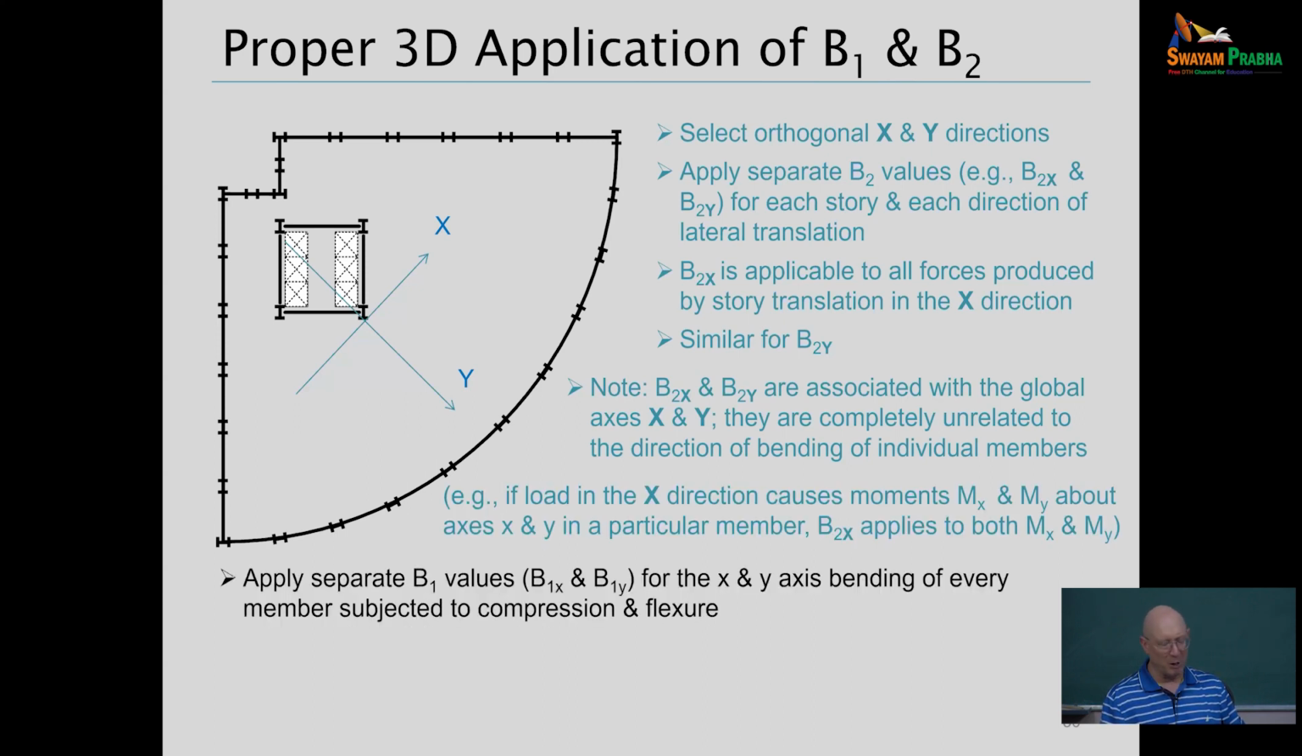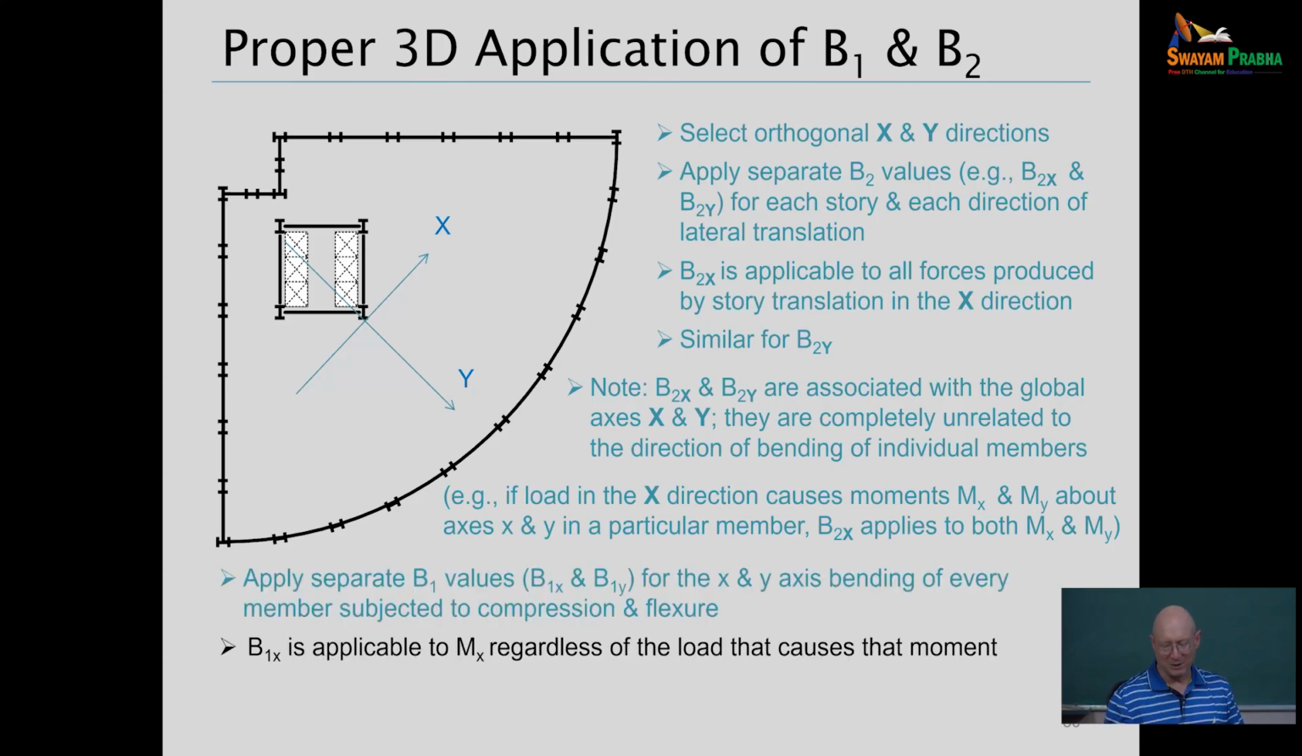So we would also need to apply separate B1 values, B1 lowercase x and lowercase y. So lowercase x and y are associated with the x and y axes of bending of the individual members. Okay? And B1x would apply to M little x regardless of whether it was a drift in the capital X or capital Y causing it. Same thing for B1y. So that's how RAM Frame now puts all this together.